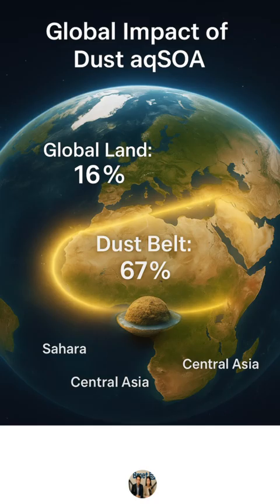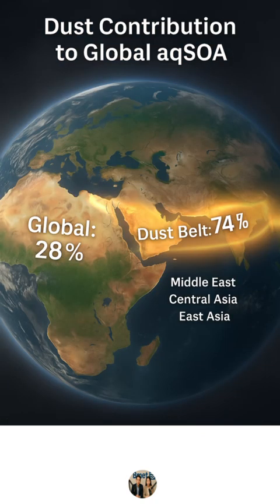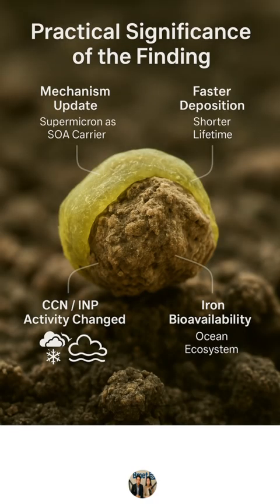On average, aqueous SOA from dust makes up about 16% of total SOA over land. But along the dust belt, from the Sahara, across the Middle East, through Central Asia to East Asia, it can reach 67%. Dust accounts for 28% of global aqueous SOA, up to 74% in the dust belt. That's astonishing. So what does it all mean?